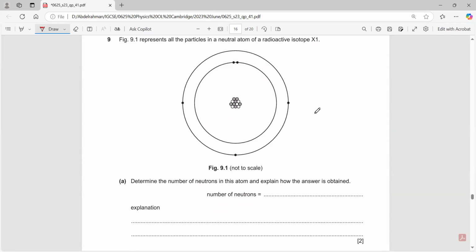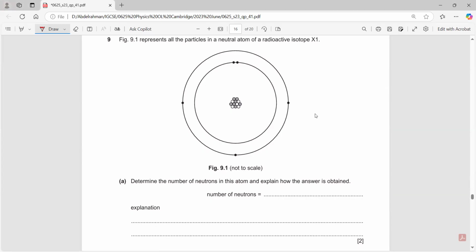Figure 9.1 represents all of the particles in a neutral atom. What is the number of neutrons in this neutral atom? And explain.